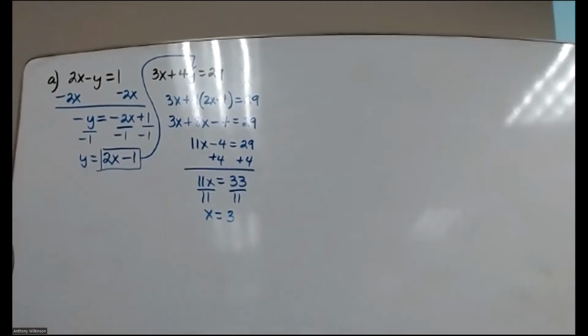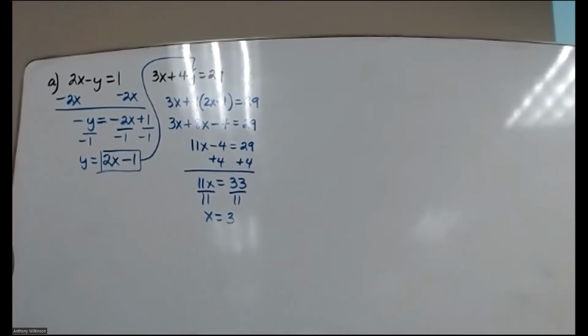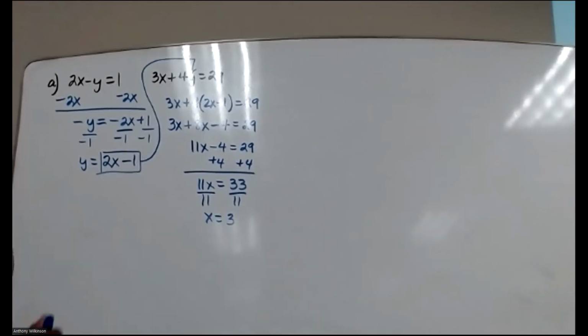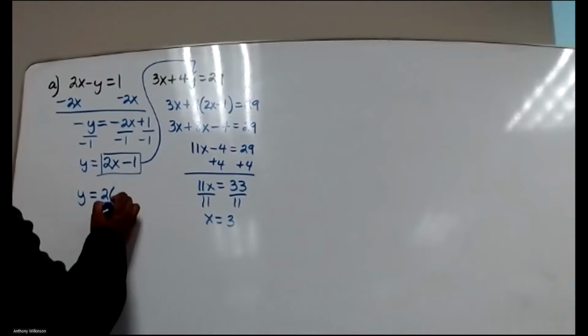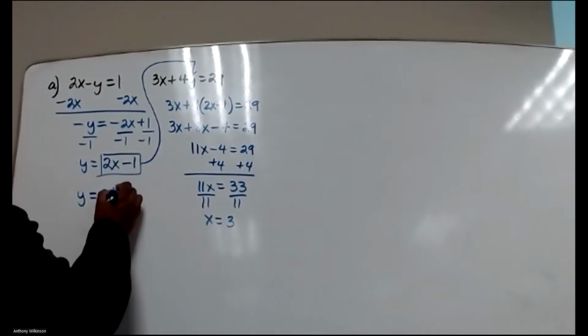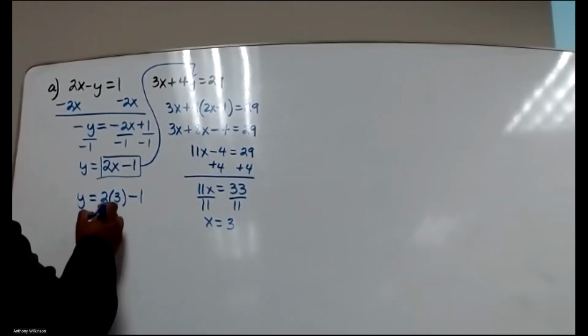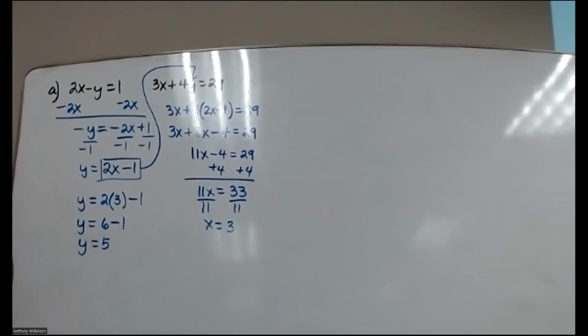Now I need to find out what y is. Well, I have y equal to 2x minus 1. So let's use that and do the back substitution. We're going to substitute the x here in y equal 2x minus 1 with 3. So this is going to be y is equal to 2 times 3 minus 1. 2 times 3 will be 6, and 6 minus 1 is 5.